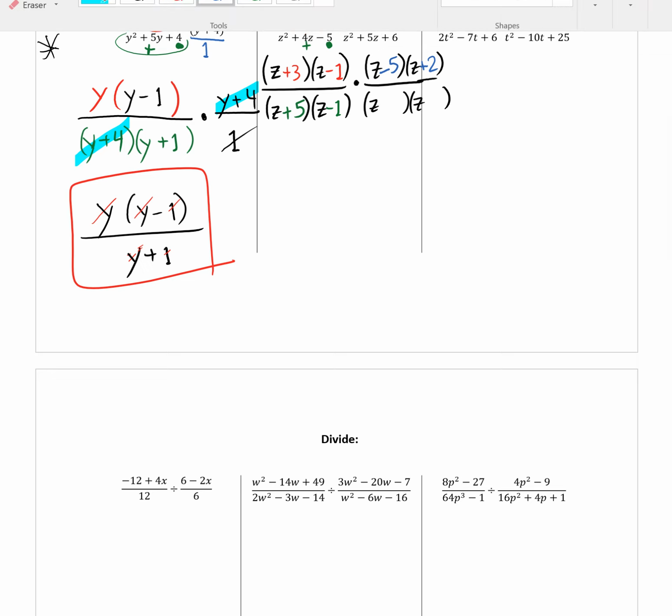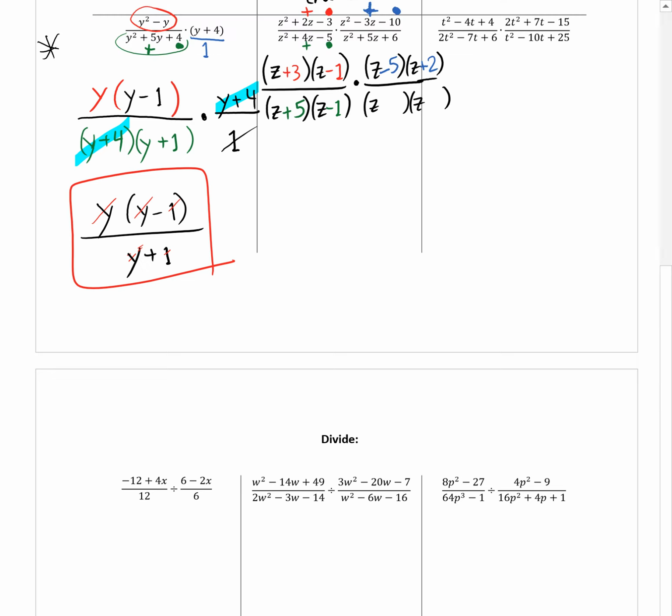Alright, and then the very last guy, we've got, let's see, what multiplies to 6 but adds up to 5? They're both positive numbers, 2 and 3 maybe. 2 times 3 is 6, 2 plus 3 is 5. Alright, this is the most fun part because I get to go crazy canceling.